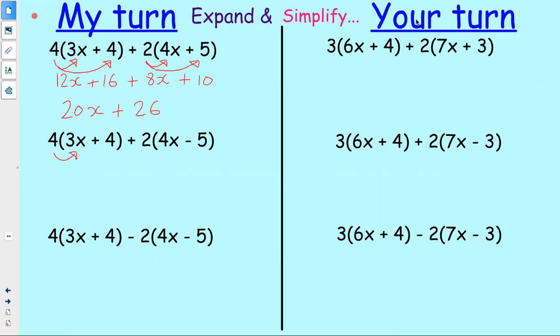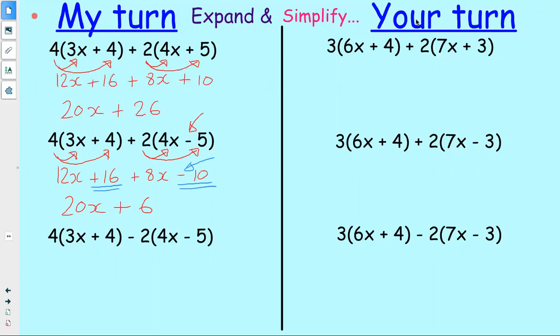So 4 multiplied with 3x is 12x. 4 multiplied by 4 is positive 16. 2 multiplied by 4x is 8x, and 2 multiplied by negative 5. That's where I've changed it there. There's a negative in this one. So 2 multiplied by negative 5 is a negative 10. Okay, so your answer altogether is 20x, add 6. Remember, I told you this previously, that this negative here is attached to that 10. So when you are simplifying terms, you've got a positive 16 and you're subtracting a 10 from it.